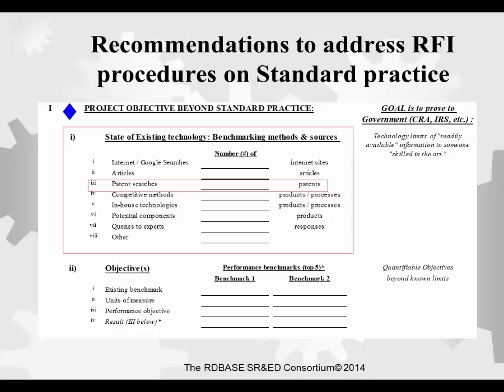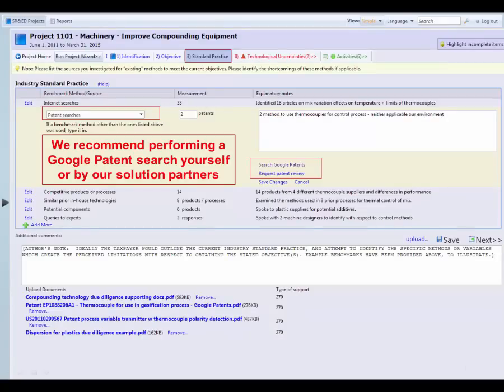As the first step, we recommend defining sources of knowledge regarding any existing methods which could meet the project objectives. This would include articles, internet and patent searches, correspondence with suppliers, advisors, or other experts. In this case, we will illustrate use of the Google Prior Art Search tool. This tool can be accessed directly from the standard practice section within RDBASE or directly at Google Patents.